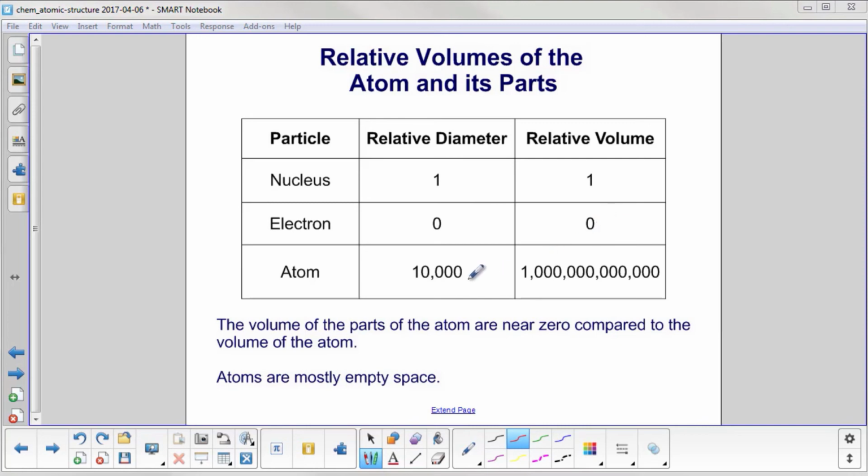0. Now the atom, compared to the nucleus, is 10,000 times as wide. Its diameter is 10,000 times the diameter of the nucleus. So its relative volume is 1 times 10 to the 12th. Huge number. So the volume of the parts of the atom, right, the nucleus has a relative volume of 1, the electron almost 0. They're minuscule compared to the volume of the atom, which comes up with this: atoms are mostly empty space.